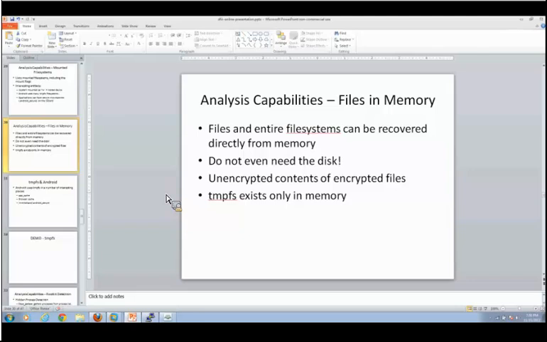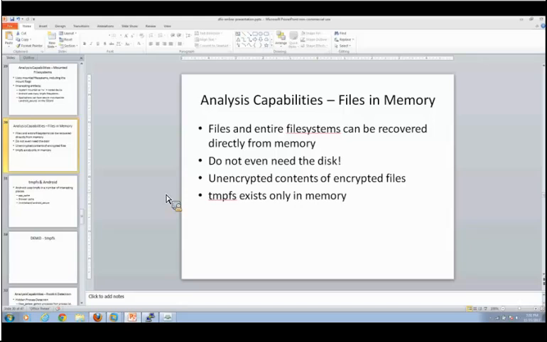Another interesting aspect of this is if you have an encrypted disk or an encrypted file, the file in memory is going to be unencrypted so that the application can actually do something with it. So if you pull that file out of memory, you don't even have to worry about decrypting the disk or decrypting the file because it's just in memory for you.